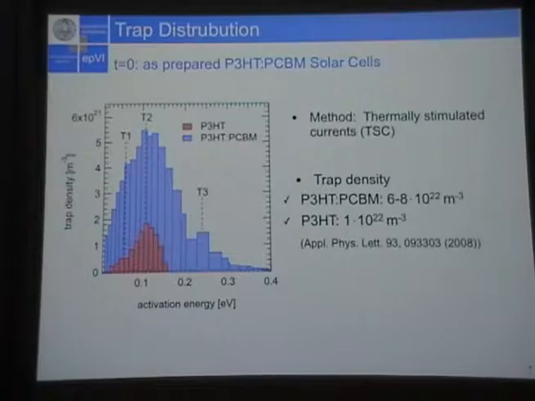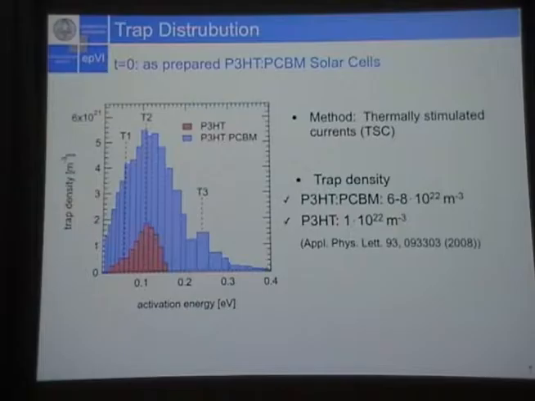you can do a kind of fractional analysis of the charges coming out of your device just due to the built-in field. There's no applied voltage, nothing, they just come out due to the built-in field. And by changing this T-start and T-stop, you can select these fractions in activation energy. And you see a clear difference.